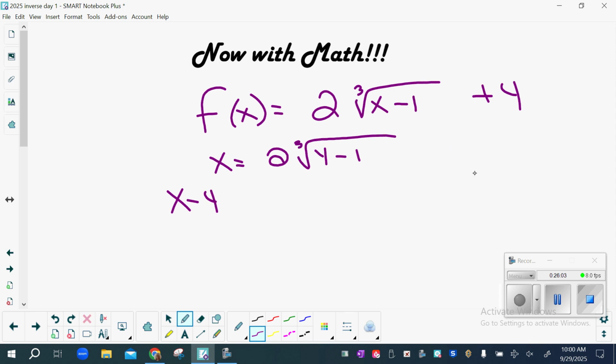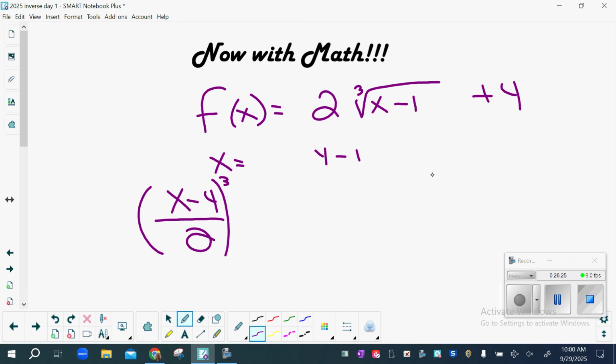He's gone. Next thing I'm going to do is I'm going to get rid of this 2. He's gone. Next thing I'm going to do is undo a cube root, which is raising something to a power. He's gone. And finally, what I have is that little 1 that's attached to that y. He's going to leave last of all. That is what y equals. And so I am going to say f of -1.